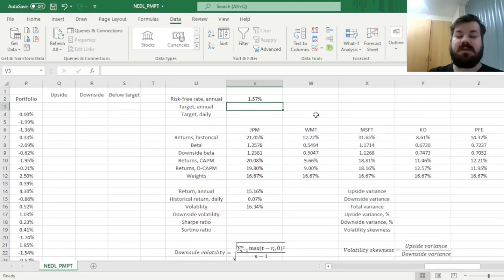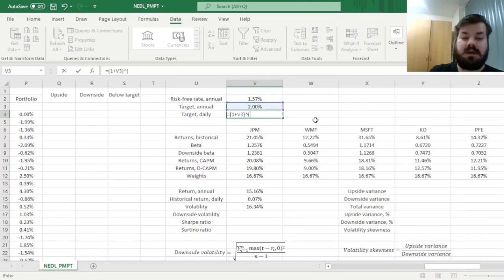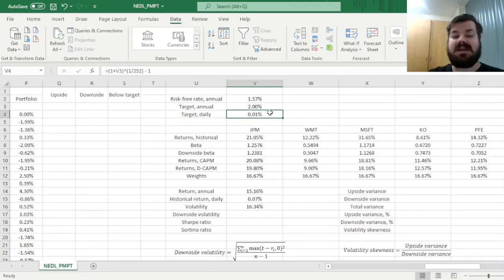For example, someone who is very risk averse might have a target return of not that much higher than the risk-free rate, for example, a 2% annual target return that would correspond to a daily target calculated this way, using simply the geometric mean, of roughly a basis point a day. However, someone who is less risk-averse, more risk-tolerant, would potentially want a target annual return of 10%, corresponding to a target daily return of 4 basis points.